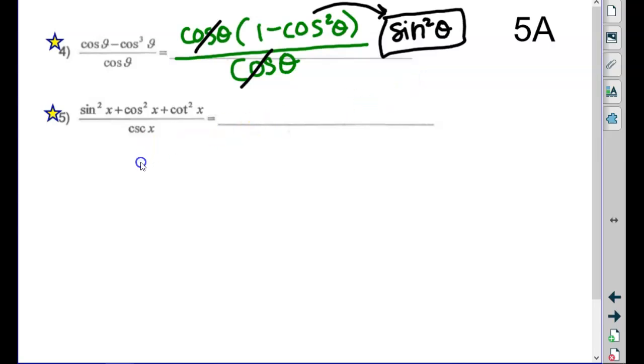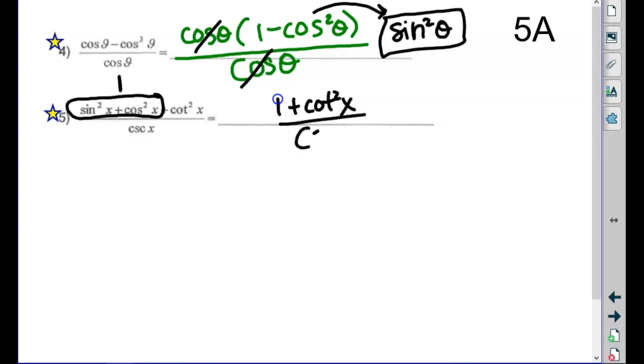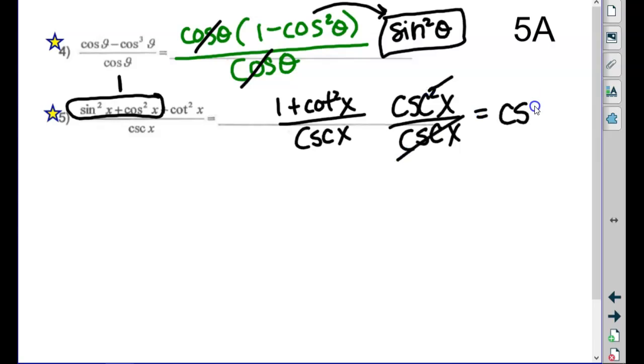Okay. Number 5. Yes, again, this is a homework worksheet, so be doing these. Sine squared plus cosine squared? Yeah, we can replace these two. It says add. You can add in any order you want. If I add those two together, it becomes a 1. So then I have 1 plus cotangent squared over cosecant x. 1 plus cotangent squared. Anything out of that? Be careful. 1 plus cotangent squared is a cosecant squared, is that what you said? Yeah. And what's a cosecant squared divided by a cosecant? Just a cosecant. 1 will cancel one of those out.